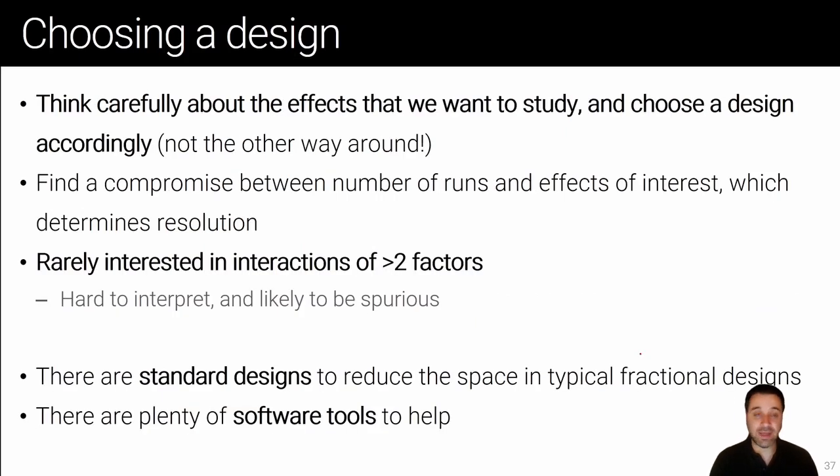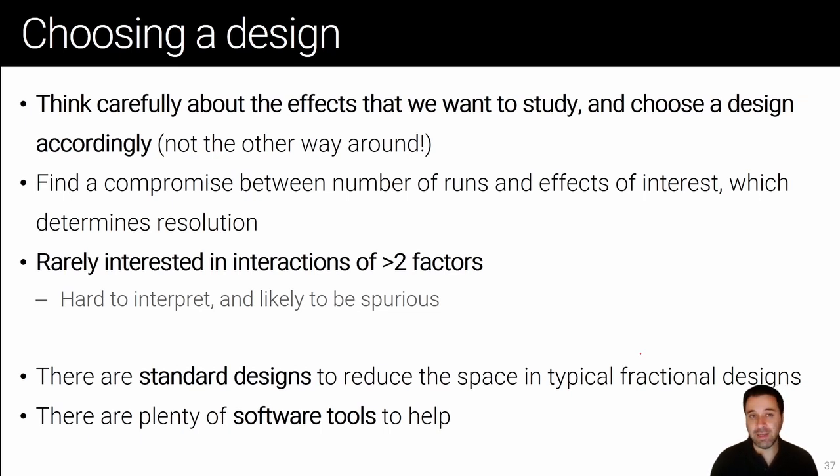And so when choosing a design, we have to think carefully about the possible effects we want to study. Do we care about main effects? Do we care about two-factor interactions? Which two-factor interactions, etc.? And then we choose a design accordingly, not the other way around. So it's about finding a compromise between the number of runs that we can afford and the effects of interest. And that's what's going to determine the resolution of the design.